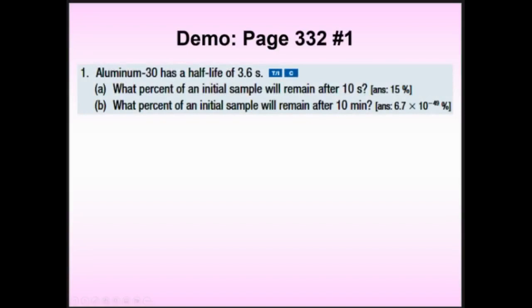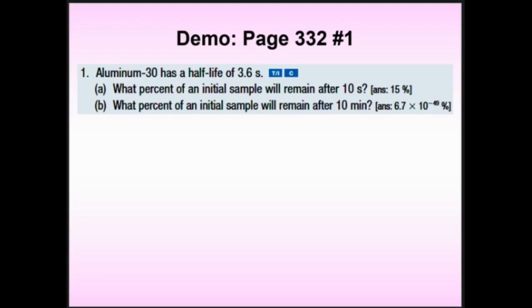All right. Aluminum-30 has a half-life of 3.6 seconds. What does that mean? Every 3.6 seconds, it goes down by half. What percent of the initial sample will remain after a given time? Question for you: did they give you how much the initial sample was? They didn't. Which means you have complete freedom to put any initial sample you want. Any number.